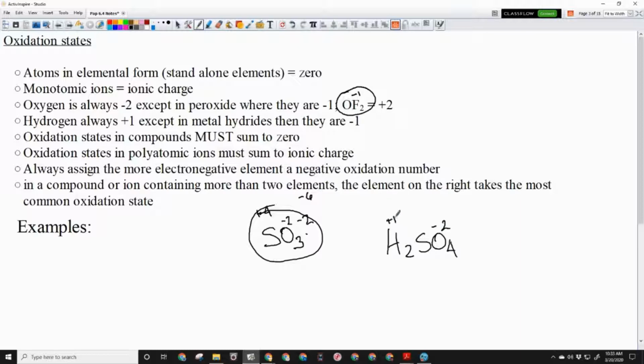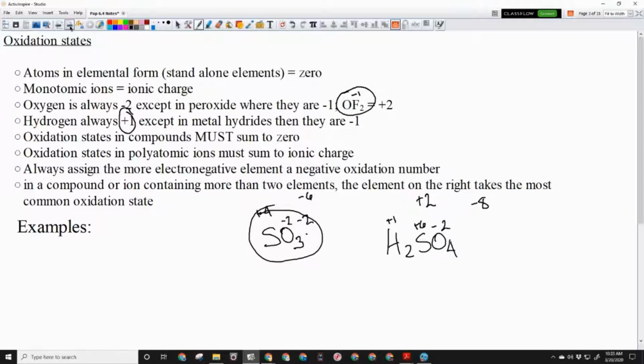Hydrogen's always a +1. We have that rule here. Okay, this is not a metal hydride. This is an acid. So that leaves us trying to figure out what the sulfur is going to be. So if we have -2 times 4, that is a -8. We have 2 hydrogens here that give us a +1 each, so that's a +2. Well, in order to make this sum to 0, then we have to have the sulfur as a +6 charge. So you see, that's how you do it if you have more than 2 elements.